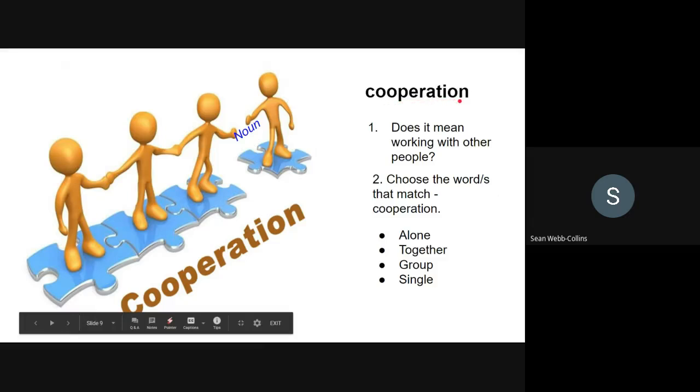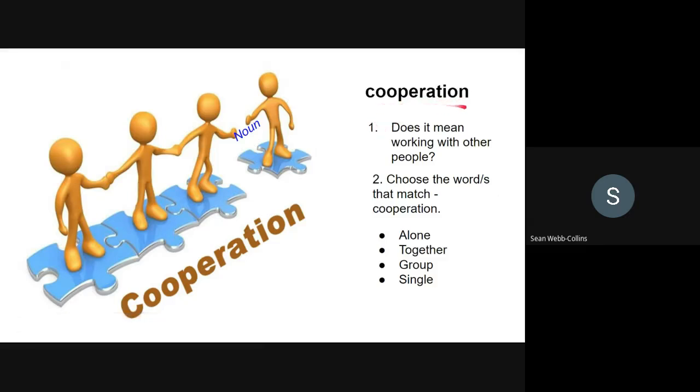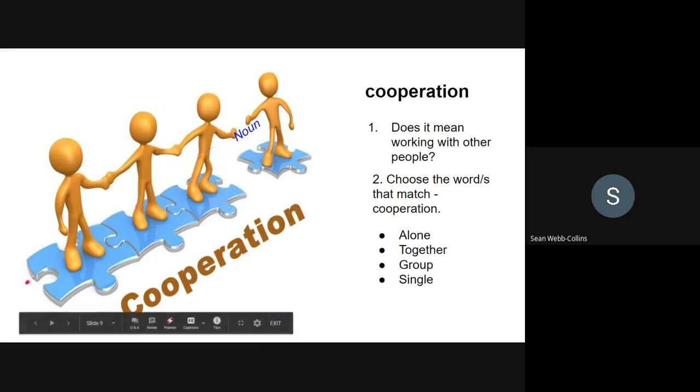Cooperation. Number 1, does it mean working with other people? Yes. The noun cooperation means working with people, working together. We need your cooperation.